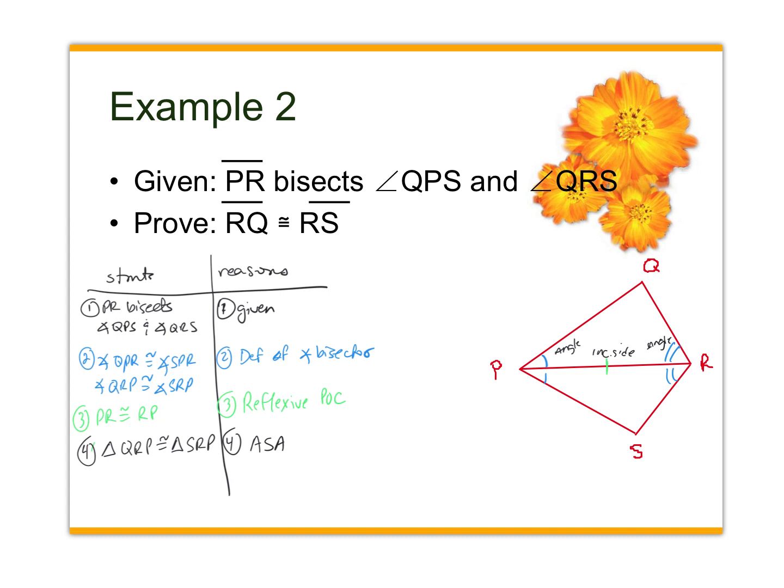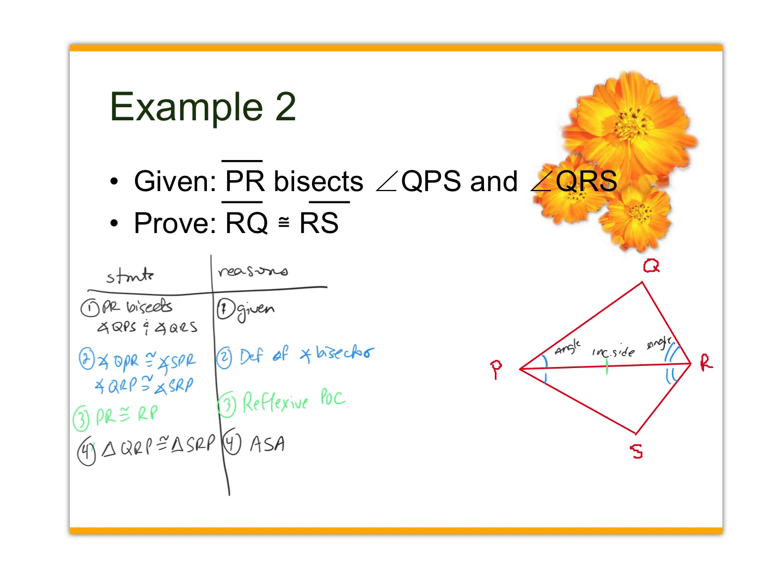Obviously, that's not what they're asking me to prove. They're asking me to prove that RQ equals RS. So where's segment RQ and where's segment RS? Well, RQ is here and segment RS is over here.